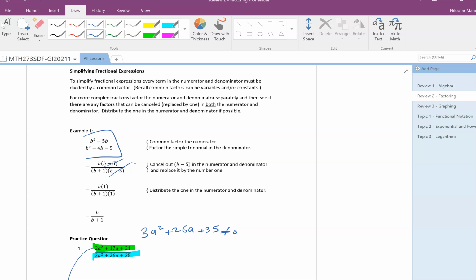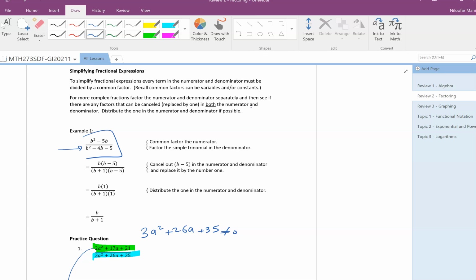I'm talking about cancellation. Cancellation means you are dividing top and bottom with b minus 5. You have to make sure b minus 5 is not 0. Otherwise, you cannot divide top and bottom with something equals 0 because that's undefined. So I have to mention that denominator is not 0, because then b is not 5, and then I can cancel. I can divide top and bottom with b minus 5, and then I can cancel b minus 5 and b minus 5.